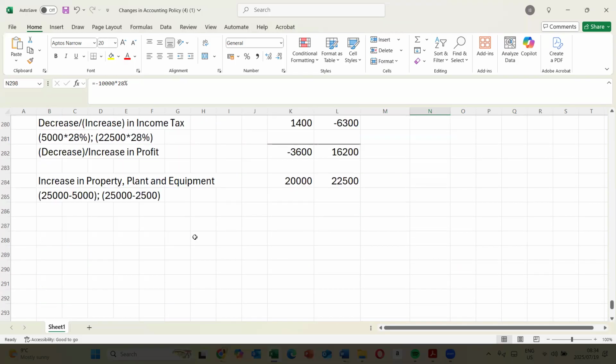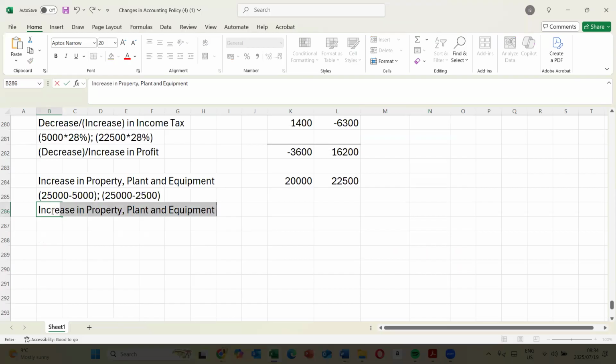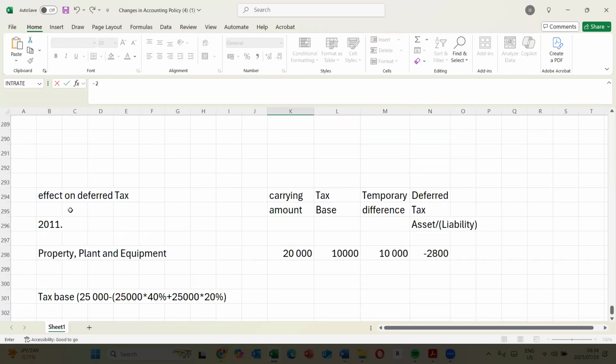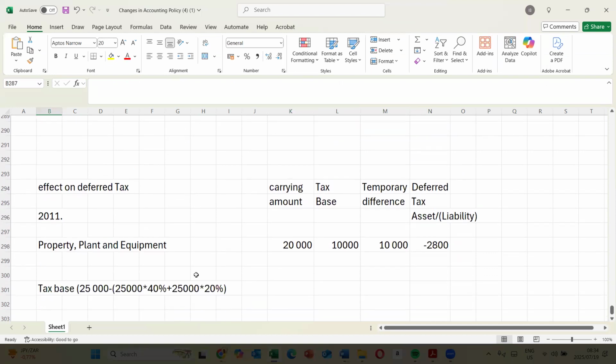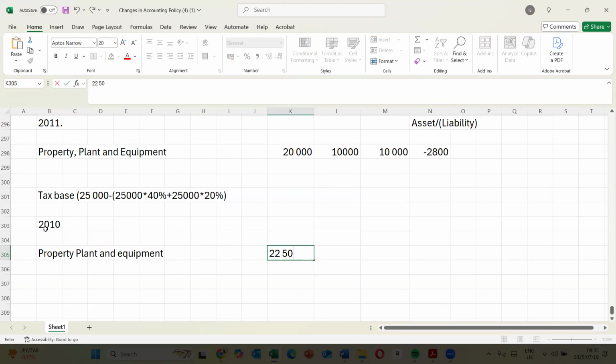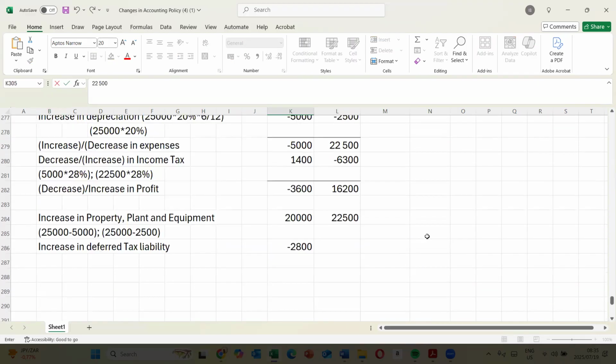All right, SARS agreed to reopen this. So you have increase in deferred tax liability. So here you said, an increase in deferred tax liabilities, 2,800 there. Then, of course, in 2010, property, plant, and equipment. So what's going to be our carrying amount? So the carrying amount, we calculated at 22,500 there. You did work it out here.